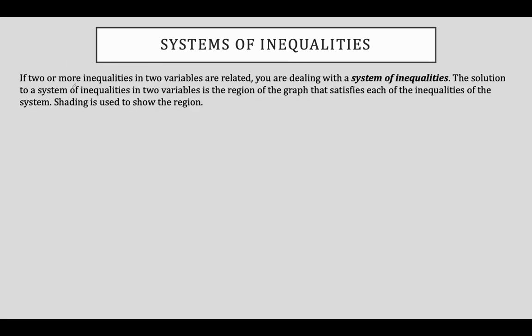So we now know how to graph inequalities in two variables. Let's talk about solving systems of inequalities. If two or more inequalities in two variables are related, you are dealing with a system of inequalities. The solution to a system of inequalities in two variables is the region of the graph that satisfies each of the inequalities of the system. Again, shading is used to show the region. So your solution set will be a shaded region that satisfies all of the inequalities in the system.